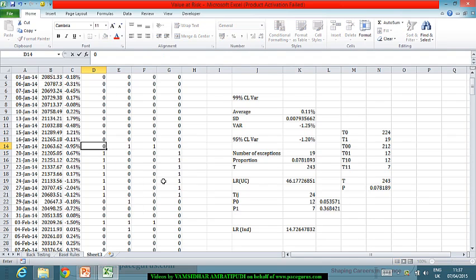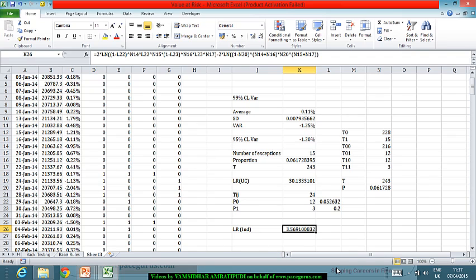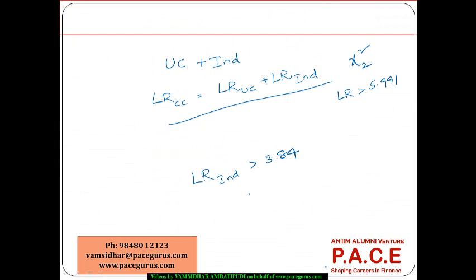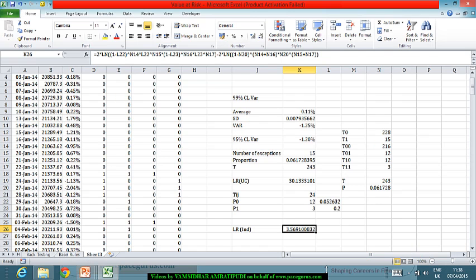Now if I am working out and reducing these, even if there are 4 days where there is a repeated one, the LR is coming out to only 3.56, which means I will not reject the model. The moment it goes much above that, I am going to reject the model. So this is how we work out the independence test and then combine the independence with the unconditional coverage to come out with the likelihood ratio for a conditional coverage test.